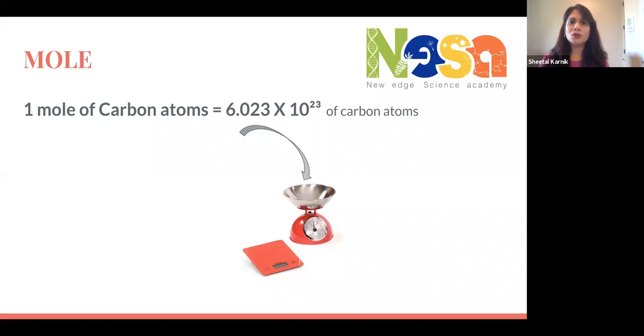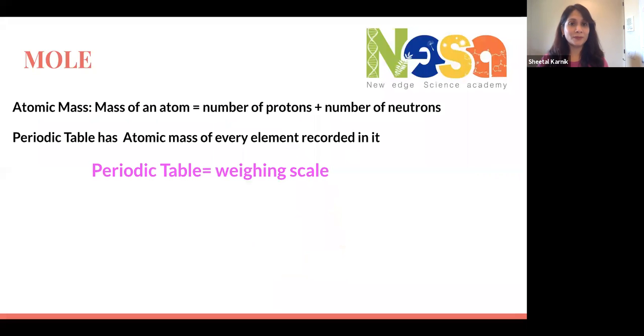When we go to our chemistry class, we don't take weighing scales with us. Instead, we take a periodic table. And there is a reason why. If we look at atomic mass, which is basically the mass of any atom, it is the number of protons and neutrons that are present inside that particular atom.